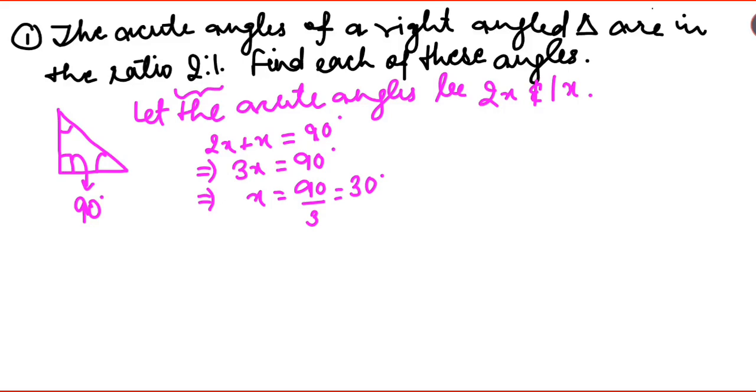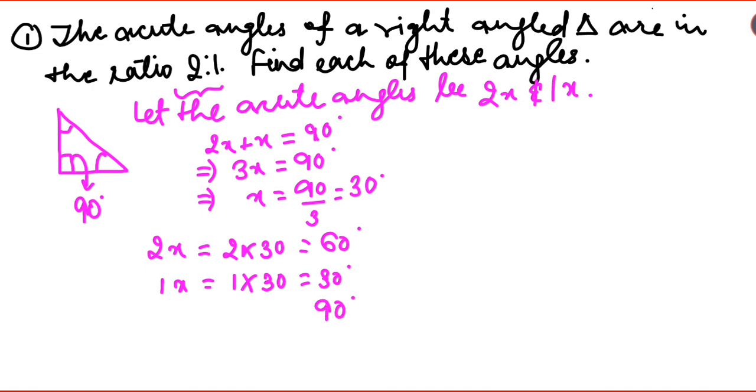Therefore, one of the angles is 2x, which is equal to 2 multiplied by 30, which is equal to 60 degree. The other angle we have considered is 1x. It is 1 multiplied by 30, which is equal to 30 degree. And the third angle is 90 degree. When we add all these three angles, we get the sum equal to 180 degree. According to the angle sum property of the triangle, we know that the sum of all angles of a triangle is equal to 180 degree.